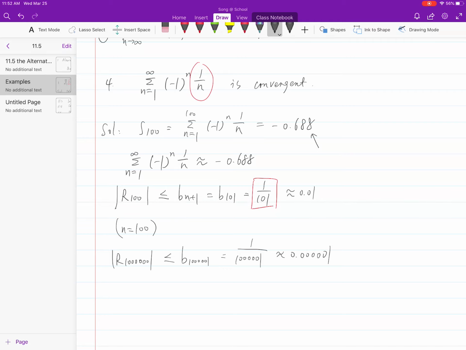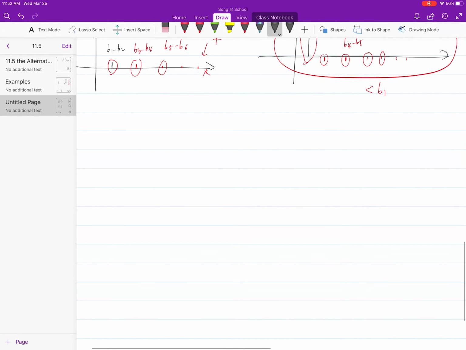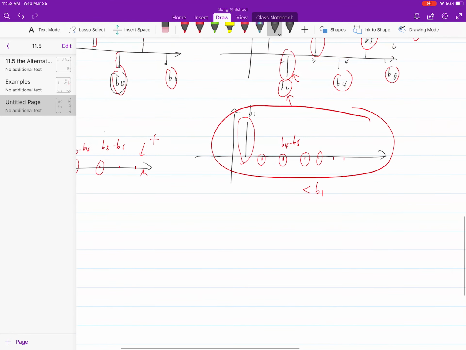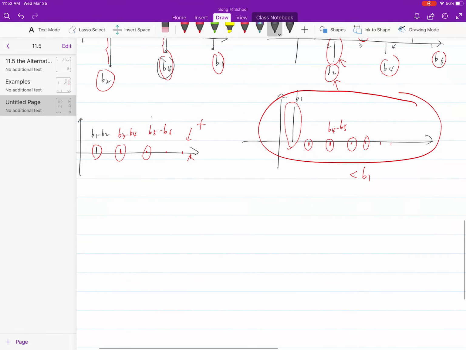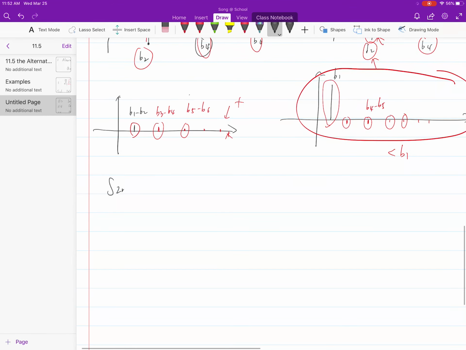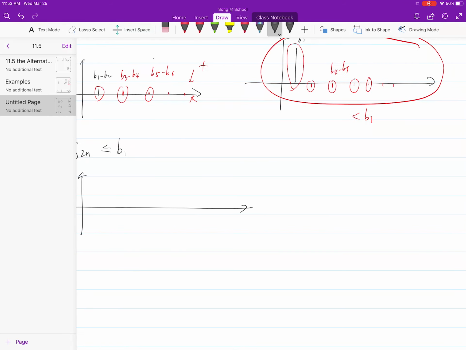Okay, that's how we apply it. Try some examples. But why does the error estimate work that way? I won't go over the proof. You do it by yourself. But let's just look at this graph here. Okay, you're basically saying S2n is less or equal than B1. Right. That means what? That means you sum everybody together here.